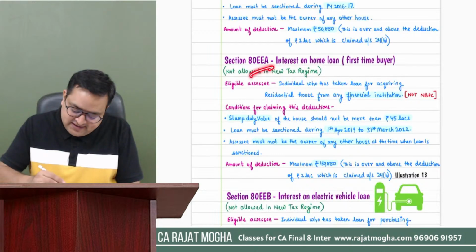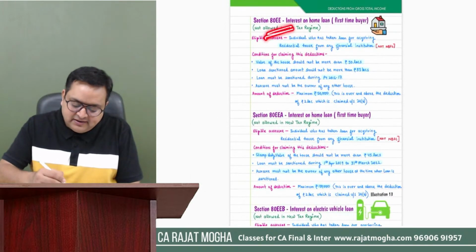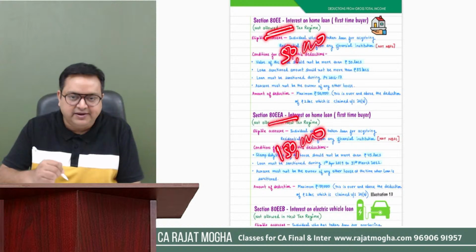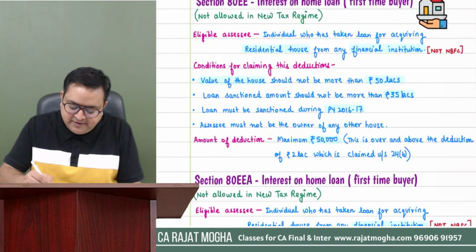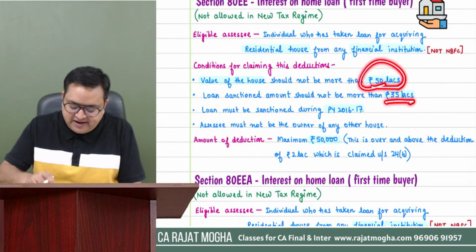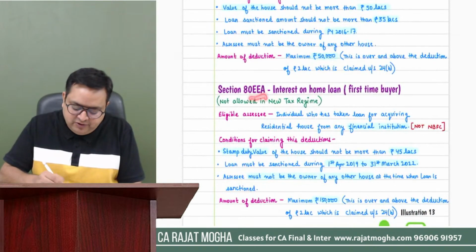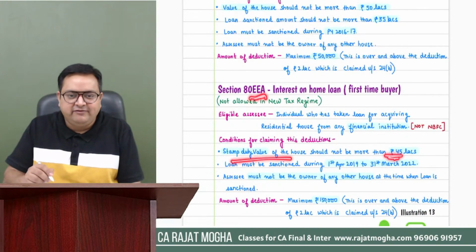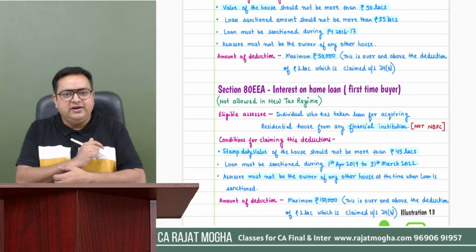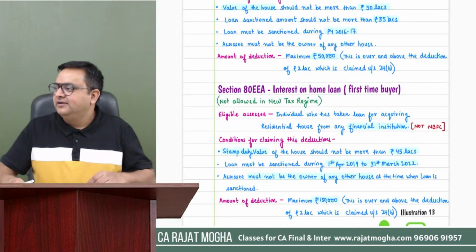Okay, so this was 80EEA. Please remember, in 80EE, the maximum deduction is 50,000. In 80EEA, the maximum deduction is 1,50,000. Here, there were two limits: one was the value of the house, 50 lakh, and one is the loan amount, 35 lakh. But here, only the stamp duty value of the house should not be more than 45 lakh. Only one value is given over there, not of the loan amount, just the stamp duty value of the house should not be more than 45 lakh.